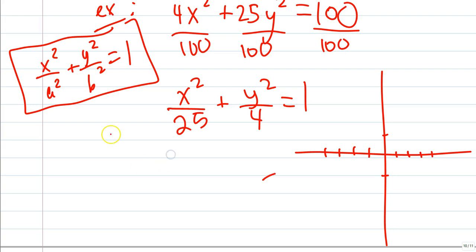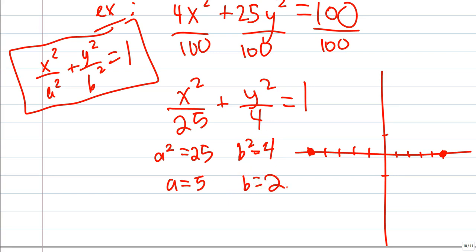Well, the radius for x is a. So if a squared is 25, then the radius on the x, a, must equal 5. So from the center, I would go right 1, 2, 3, 4, 5, and I would go left 1, 2, 3, 4, 5. All right. What about for the y? Well, b squared is 4, so b must equal 2. So I will go up and down 2 on the y-axis. This is my a. This is my b.